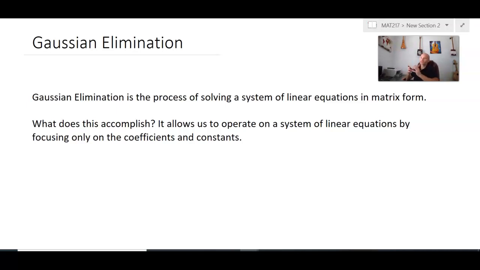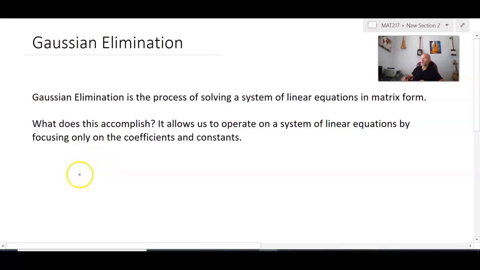So far, we've considered solving a system of linear equations by using elimination. We're now going to take a system, represent it in matrix form, and use simply the constants and coefficients without the variables themselves to solve the system. This process is called Gaussian elimination. It's simply the process of solving a system of linear equations in matrix form. So, as I mentioned, it's going to allow us to just operate on the components of the system itself.